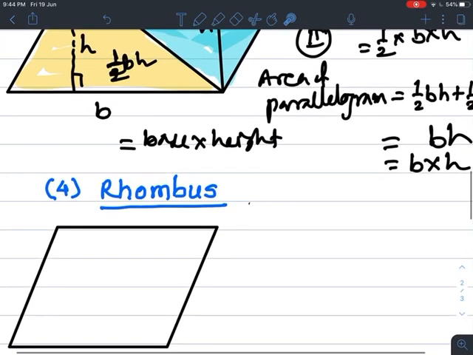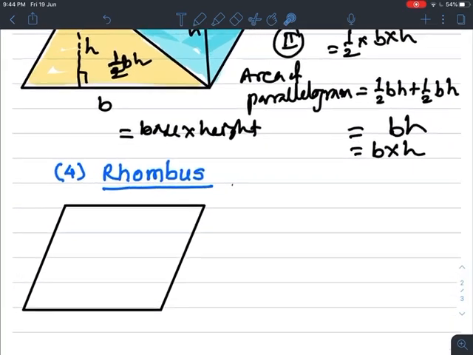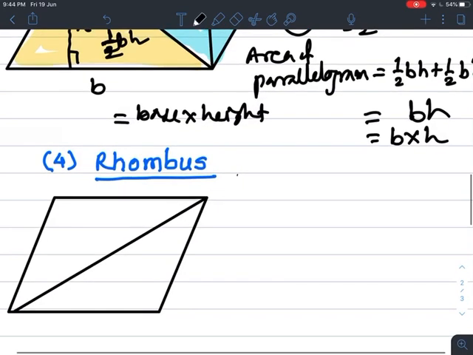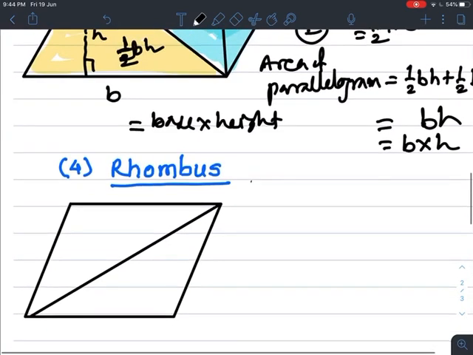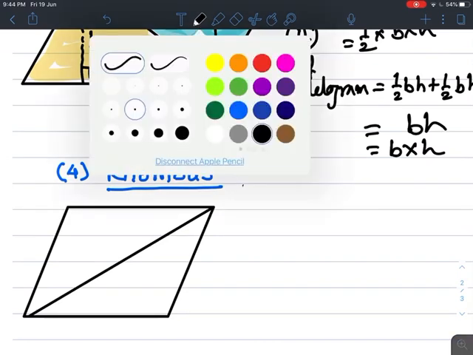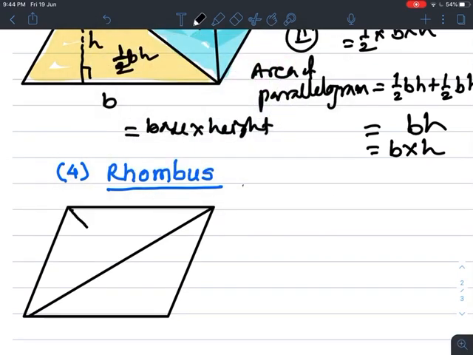Now, the rhombus. This quadrilateral is important. So here I will draw one diagonal. This is a diagonal. Now for this rhombus, I have to draw a perpendicular. But the important property of a rhombus is that both the diagonals divide each other equally, as well as they make an angle of 90 degrees between them.